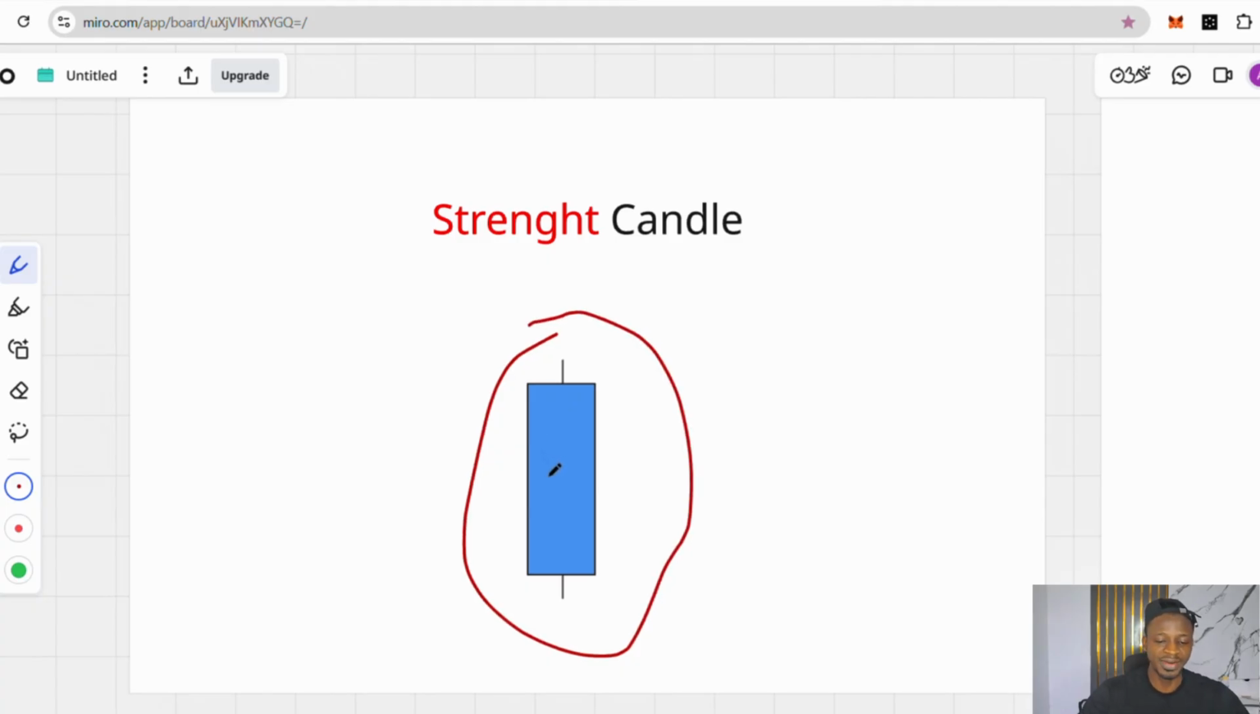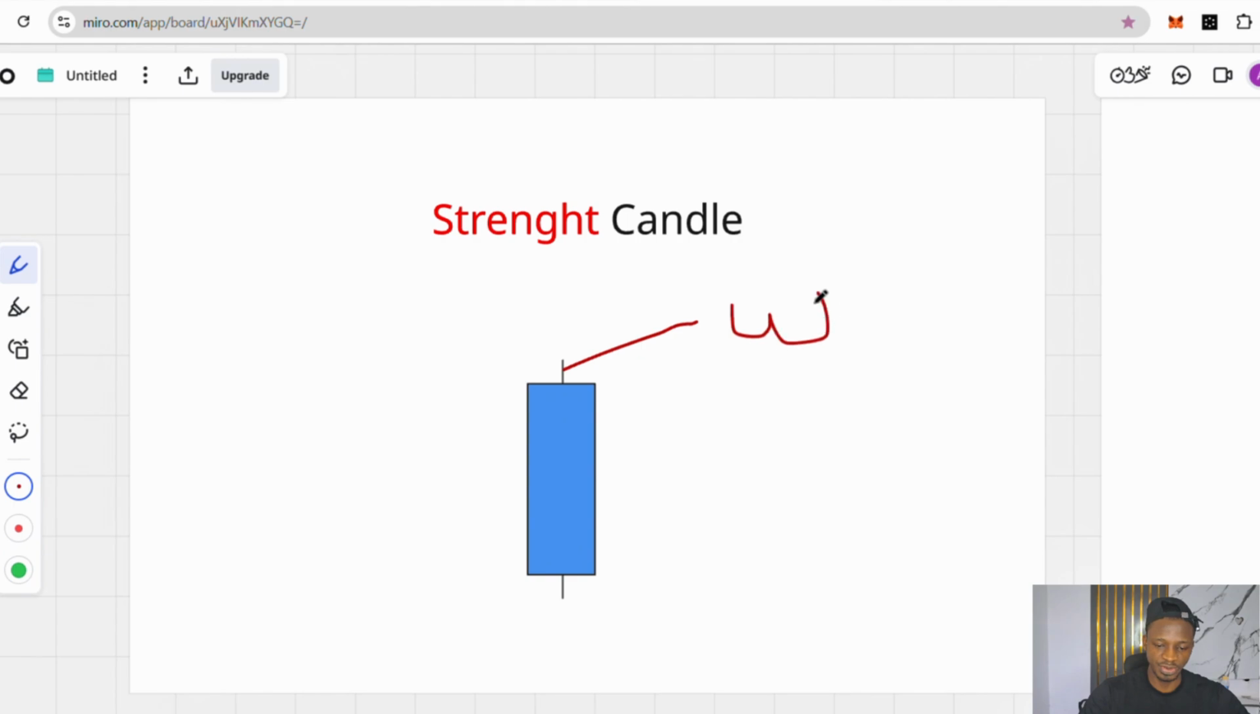for those of you that don't even know how a candle works, you understand, a candle typically has two features, which is the wick. This is the wick of the candle, you understand, the wick. So this is the wick and this is the body of the candle.